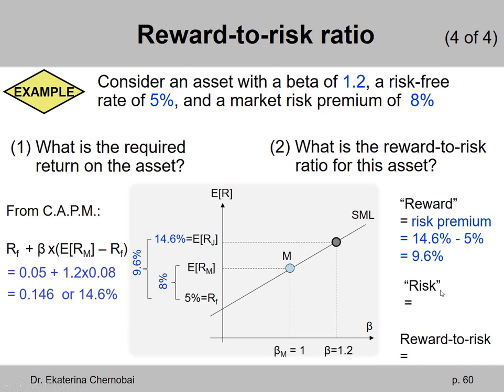Risk by definition is nothing but beta. No need to calculate anything. The beta is given, 1.2. Okay? Reward to risk ratio is reward divided by risk. So we take 9.6% and divide by 1.2 and we get 8%.